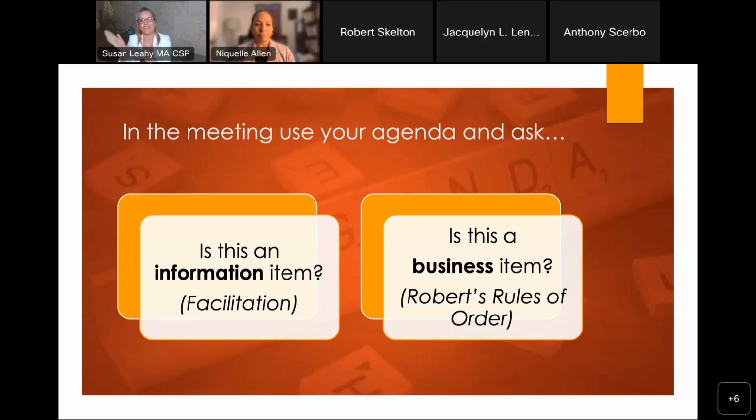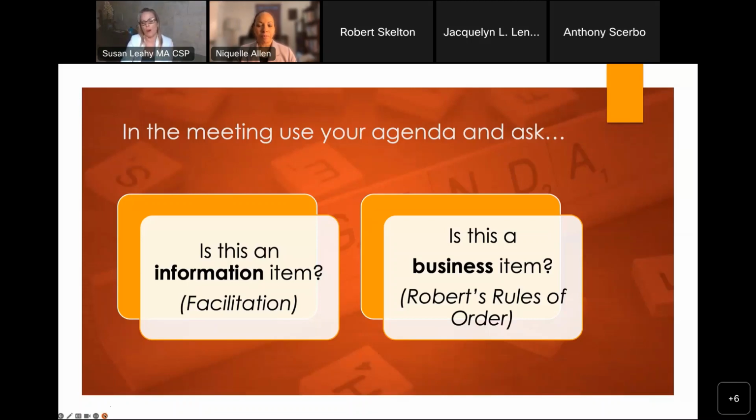Business items, a little bit of a different rhythm. This is the rhythm of Robert's. It's a predictable beat. It's a predictable set of rules. You handle each and every motion pretty much the same way, right? So we want to understand the difference between information and business, okay? And I'm going to show you that rhythm right now.